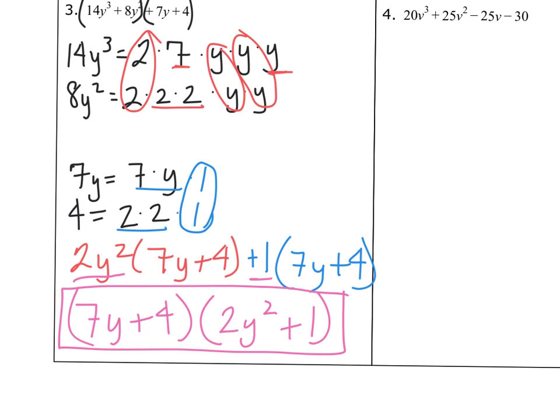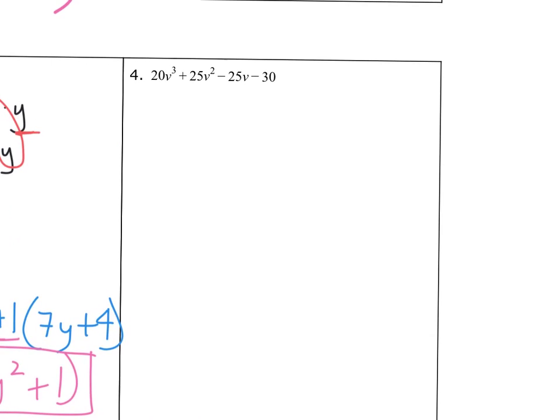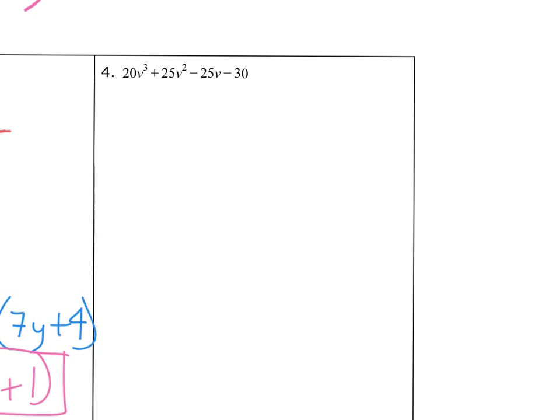Number 4. Let's take a look at 4. Y'all ready? Number 4. We've got 20v cubed plus 25v squared. And then I have negative 25v minus 30.